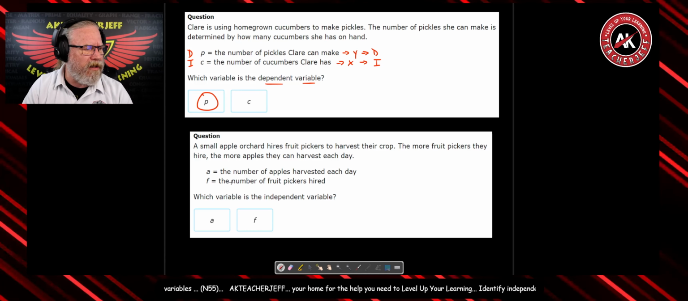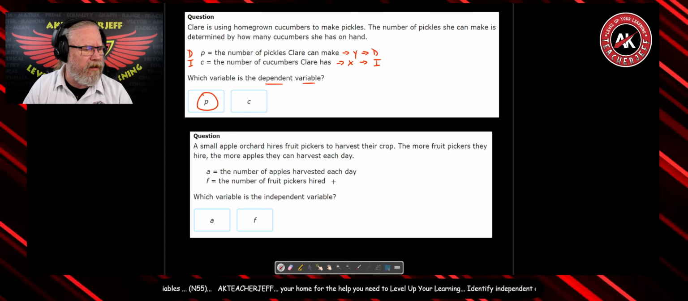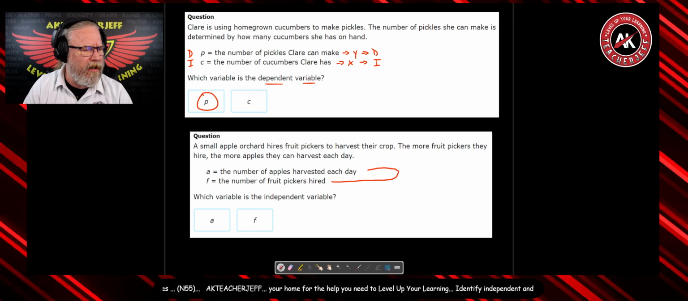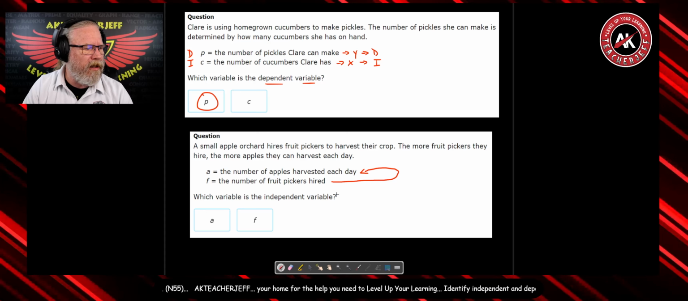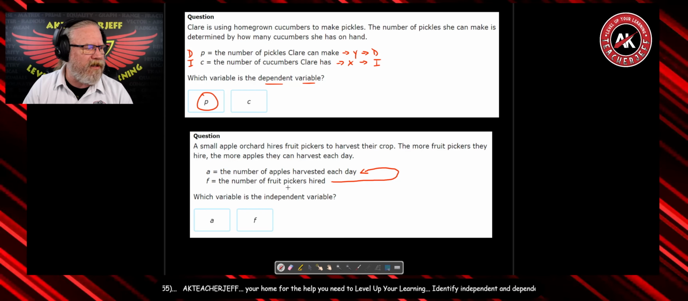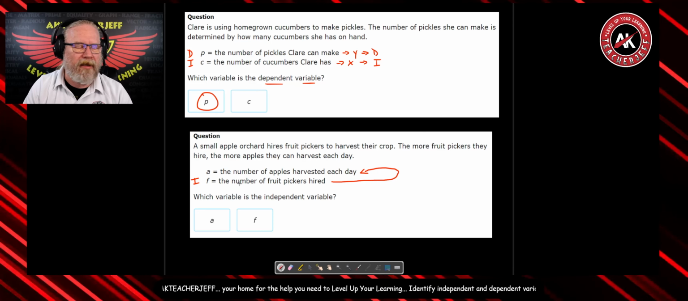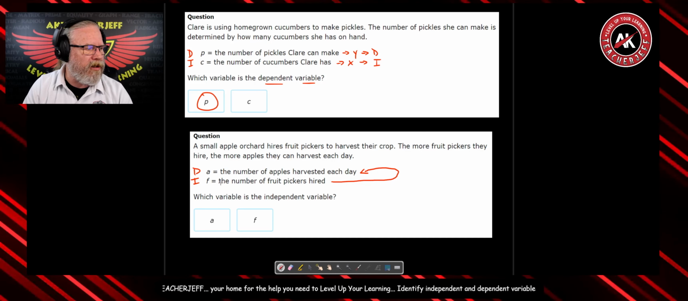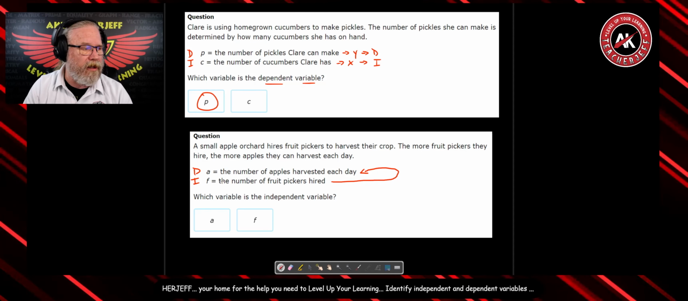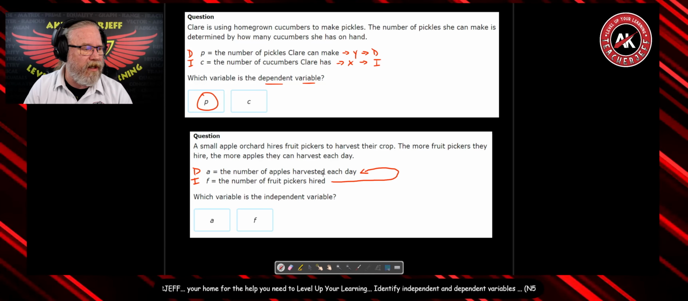Let's see what F is, the number of fruit pickers hired. So it looks like the number of fruit pickers hired is going to affect the number of apples that are harvested each day. So our independent variable, the number of fruit pickers hired, is determining what our dependent variable is, which is the number of apples harvested each day.